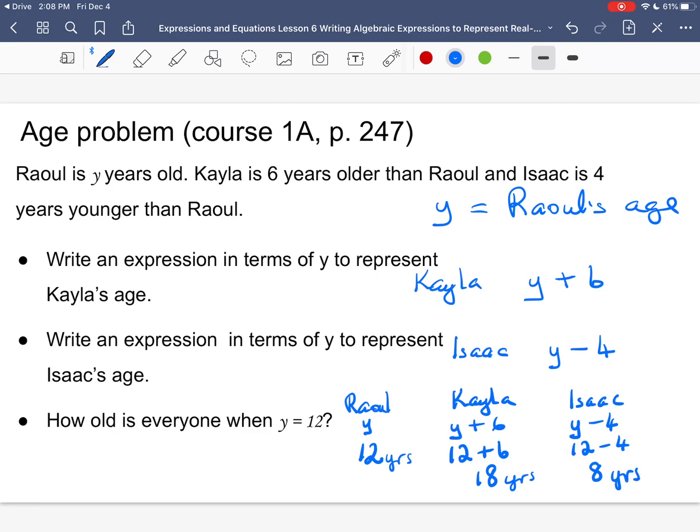So you can see here that I wrote my variable to make it really clear, and as I went along answering the questions, I labelled them with the names. And at the end, when I was calculating how old everybody is when Y equals 12, I made 3 columns and I put names on top of them. That's what I mean by annotating my work. And at the end, I wrote the answer with units, which was years.